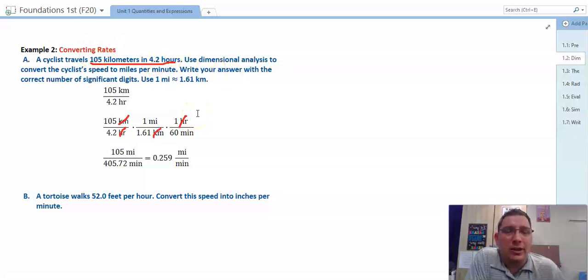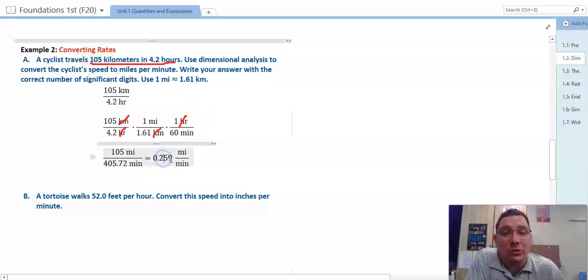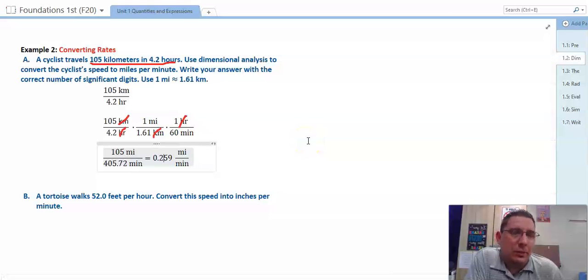And so again, we've got to look at place value at this point. And so the less precise is the 105. And so that has 3 significant digits. So our final answer can also have 3 significant digits. And so that's why the answer is 0.259. Originally it's 0.258, and I believe 6 is after it. But because it's a 6, it rounds that 8 up to a 9.